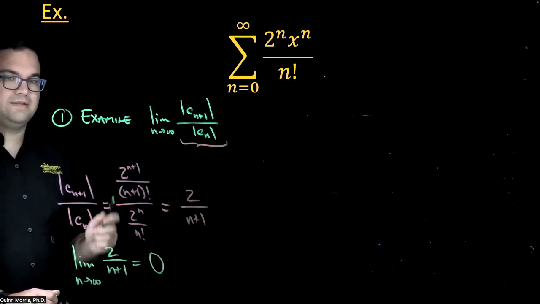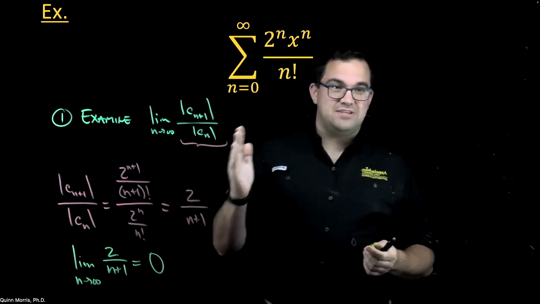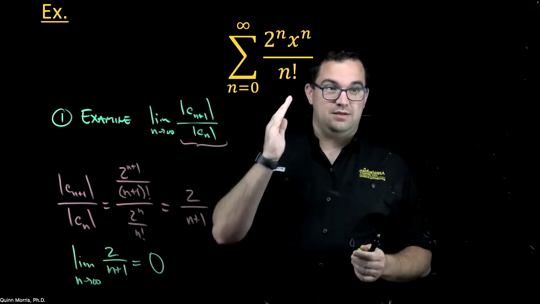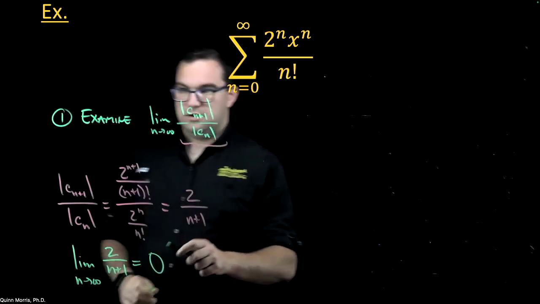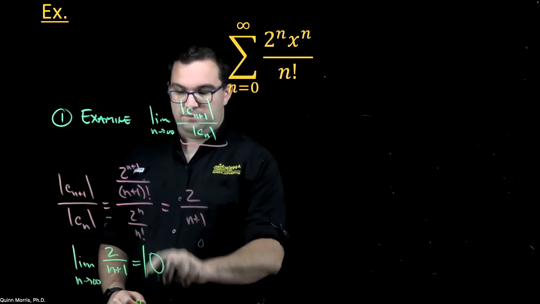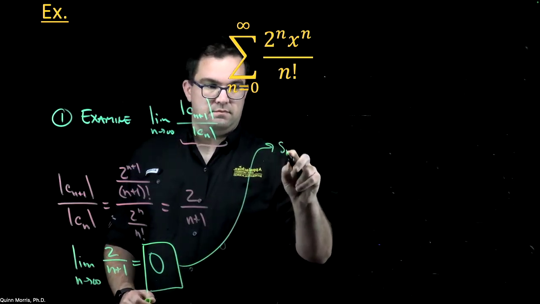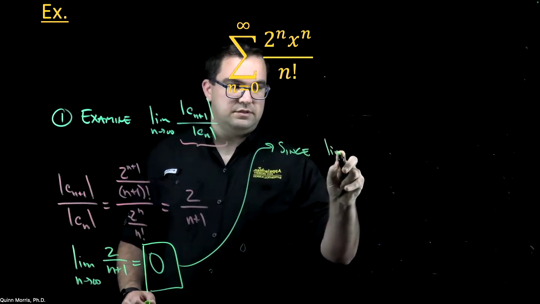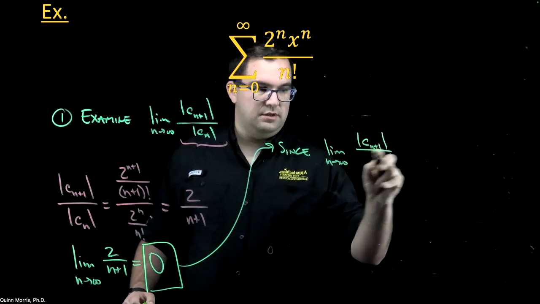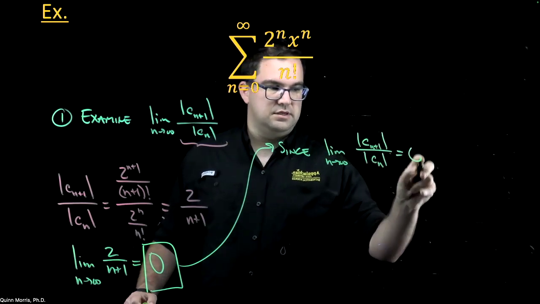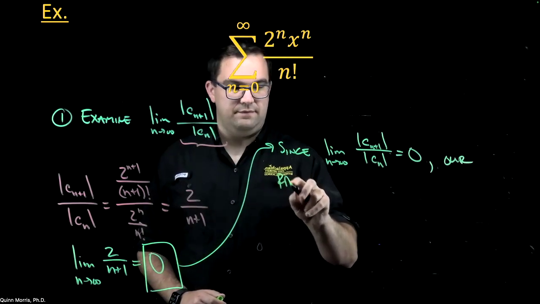Now, what does that limit tell me? Remember, we're not doing the ratio test directly anymore. We're dealing with a power series, and we're using this theorem about when power series converge. So since the limit as n goes to infinity of Cn plus 1 over Cn is equal to 0, our radius of convergence is infinite.